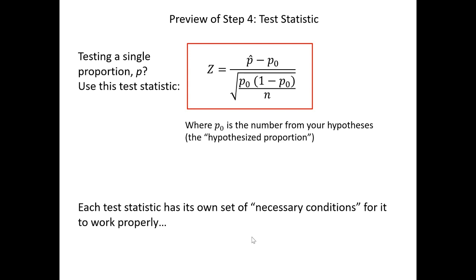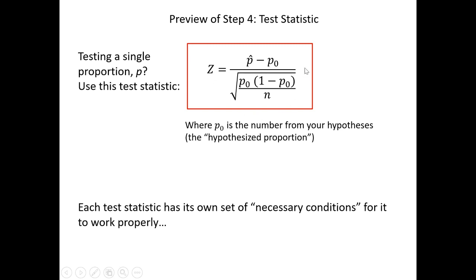All right, so before we do step 3, we've really got to take a little peek at step 4. That is, we need to know what test we're going to be doing. If we're testing a single proportion P, like we've got in our hypotheses, just go ahead and tell you that the so-called test statistic we're going to use looks like this. It's a Z statistic.